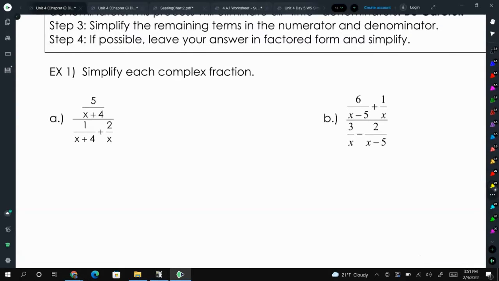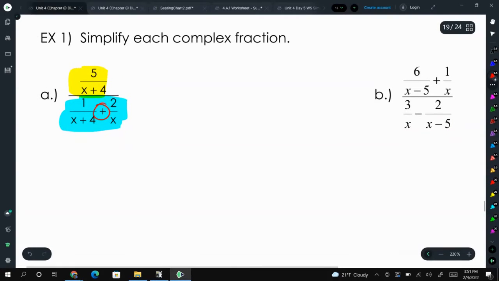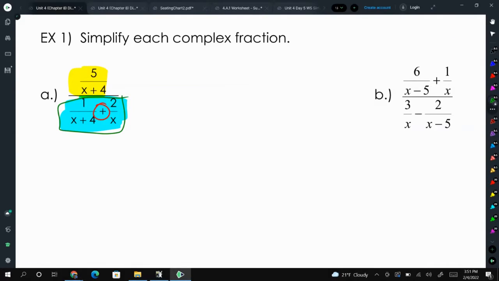What we need to do is to have our numerator be a single fraction and our denominator be a single fraction. Our numerator is one fraction, but in our denominator right now, we have an addition symbol. So we're going to focus on the denominator, and we want to write that as one fraction by getting common denominators. Like we did a couple days ago, we said, can we simplify this, adding a rational expression? Well, we can do that.